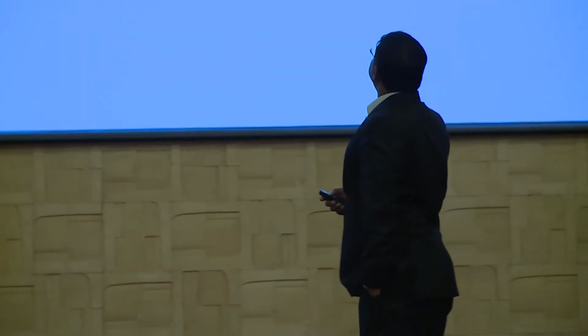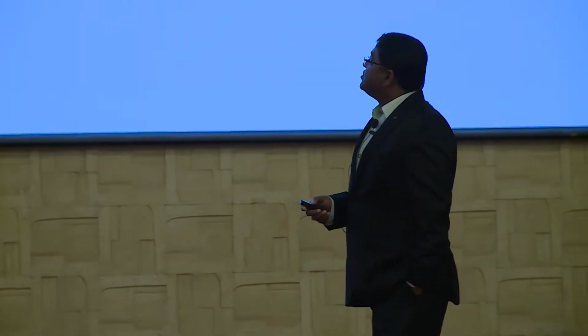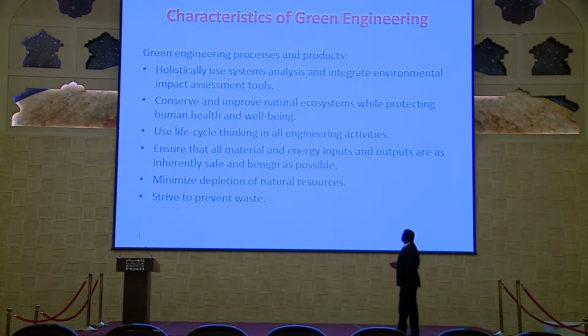What are the characteristics of green engineering? So historically, use system analysis and integrate environmental impact assessment, conserve and improve natural ecosystems while protecting human health and well-being, use life cycle thinking in all engineering activities, ensure that all material and energy inputs and outputs are as inherently safe and benign as possible, minimize depletion of natural resources and strive to prevent waste.